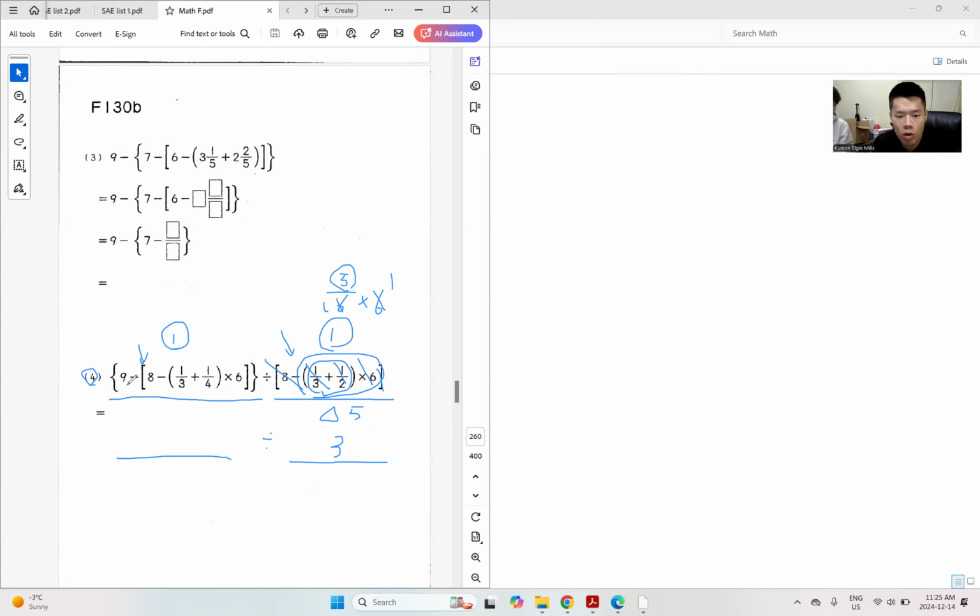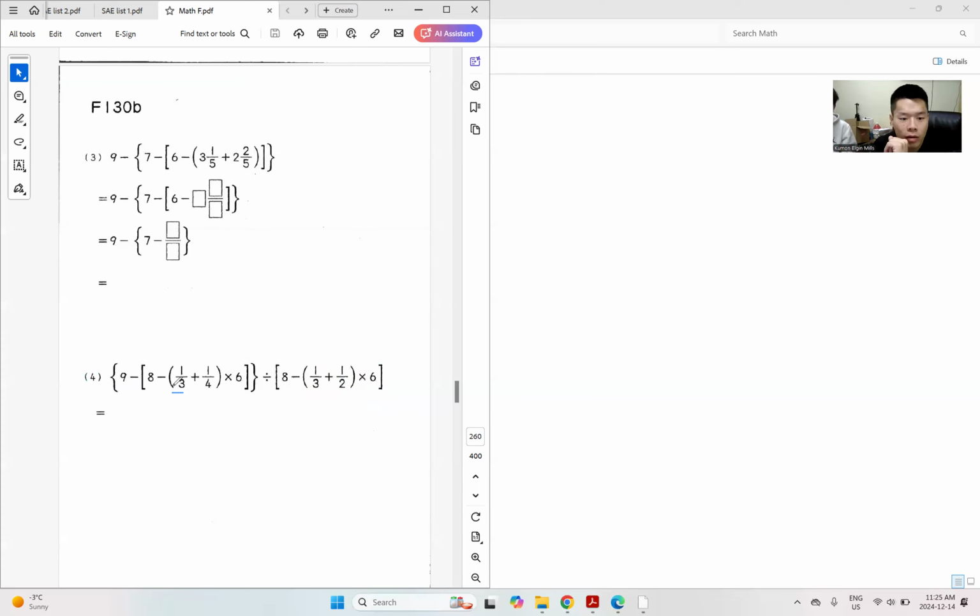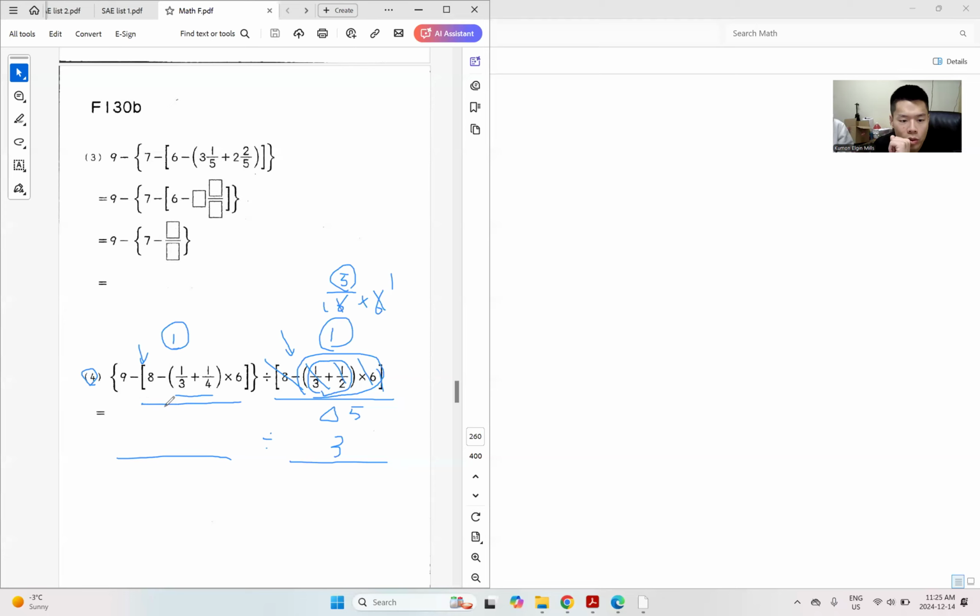Now, within this bracket, there are 3 tiers of brackets: number 1 tier, number 2 tier, and number 3. Let me erase this. All right, so I have tier 1, tier 2, and tier 3. I'm going to do tier 1 first. Again, this is going to be 7 over 12, based on my trick here, because the LCM is 12.